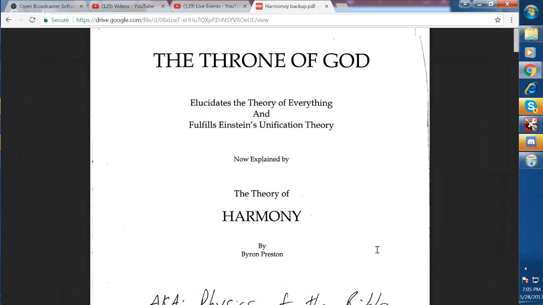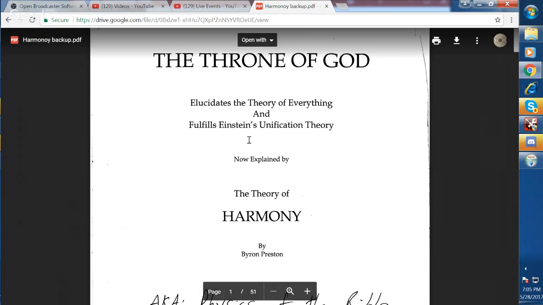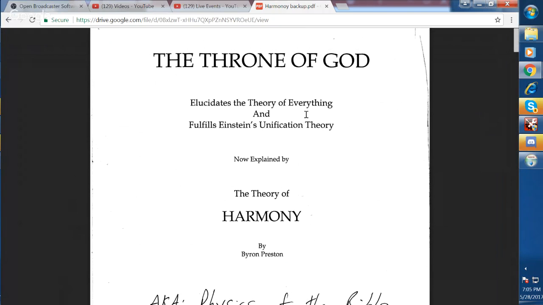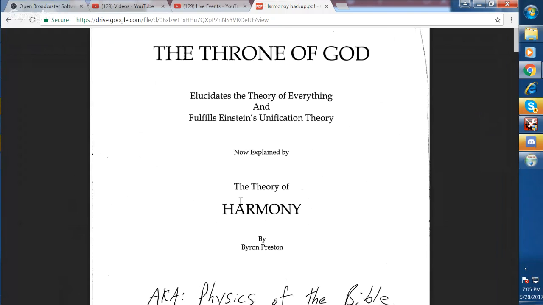So I'm using the Bible, the book of Revelations, some call it Revelation now, and I am basically proving that all the most advanced physics known to mankind is literally in the Bible. And so this is what this series is about. It is called The Throne of God, elucidates the theory of everything and unifies and fulfills Einstein's unification theory, now explained by the theory of harmony.